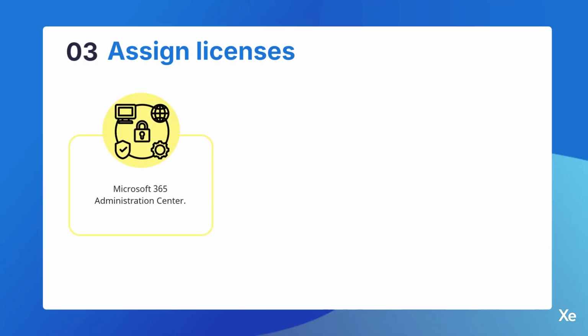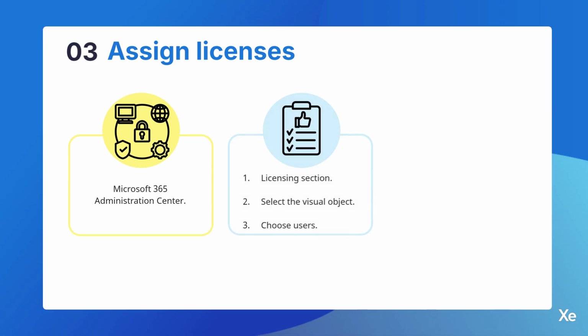The owner of the license can assign it to other users from the Microsoft 365 Admin Center. Access the licensing section in the billing node, select the visual object and choose the users to assign the license to. Activation is immediate and may require updating the report to reflect the changes.